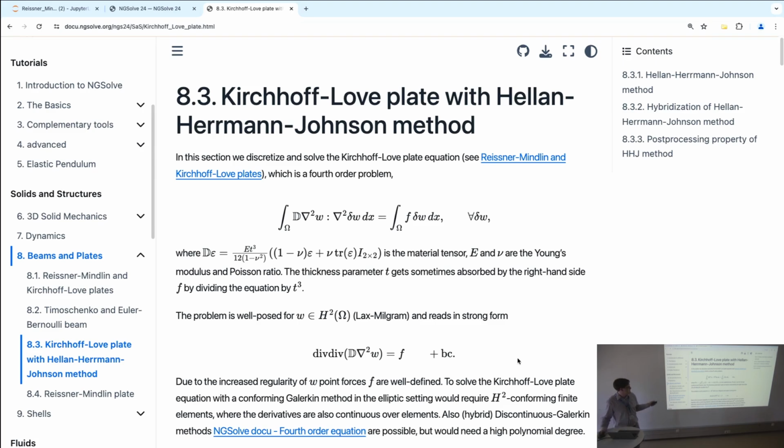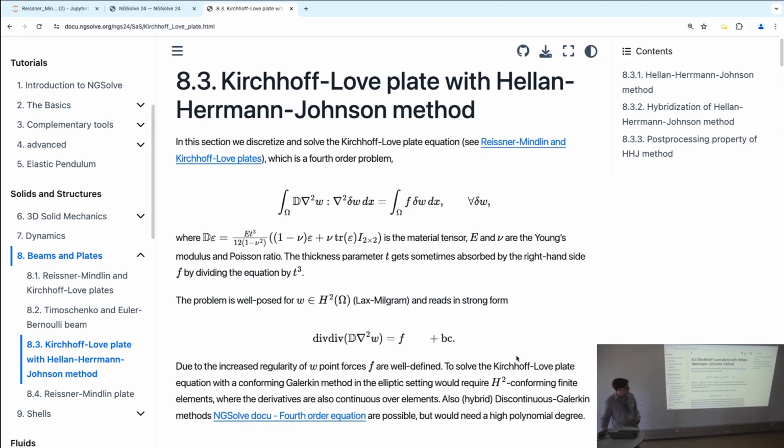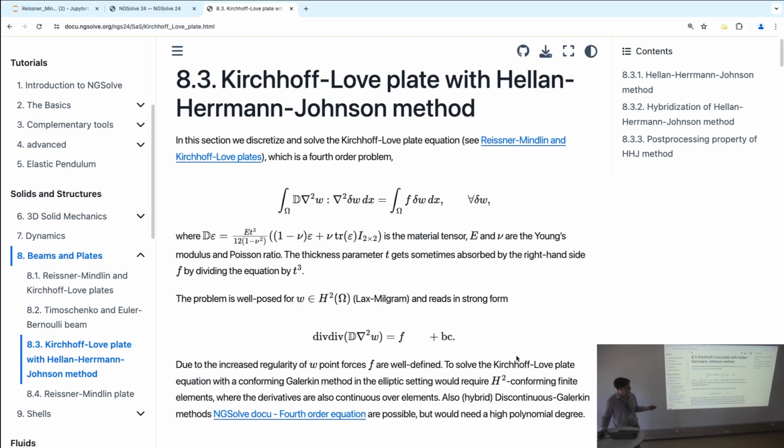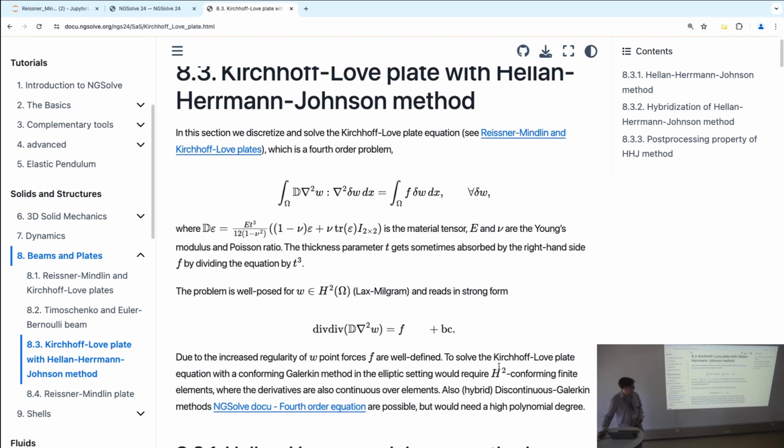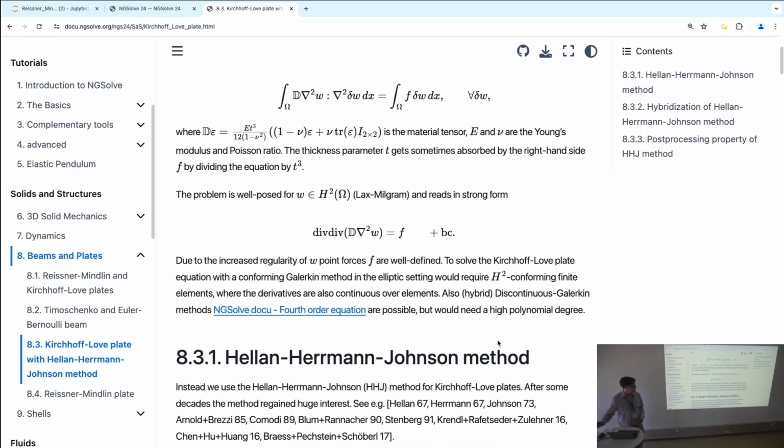So as I said, this is a fourth order problem. And so in mathematics, we need H2 to have a well-posed problem. So also the derivatives have to be continuous. So we would need C1 conforming finite elements or H2 non-conforming ones, which are not so nice to implement if you want to have unstructured triangular meshes or high order.